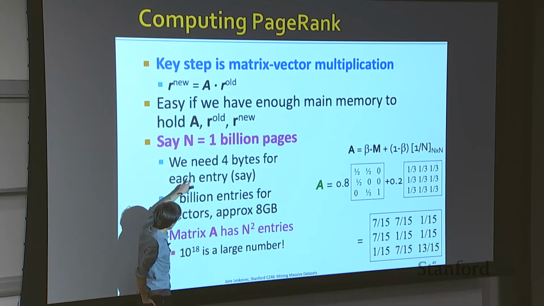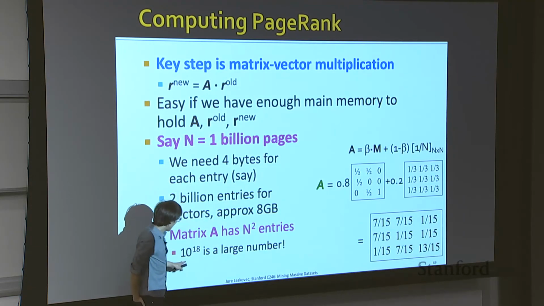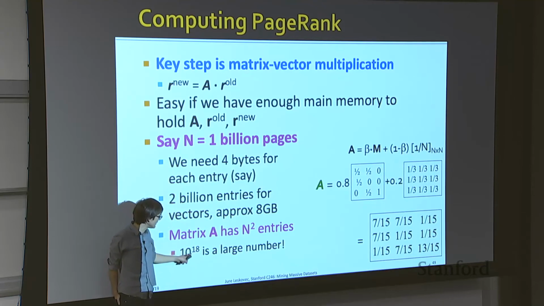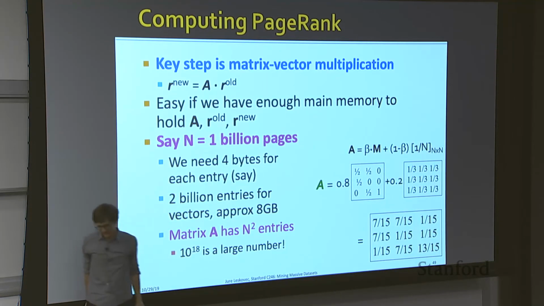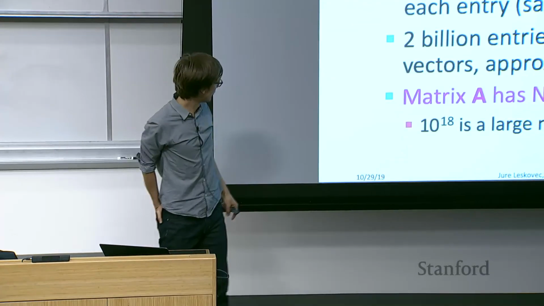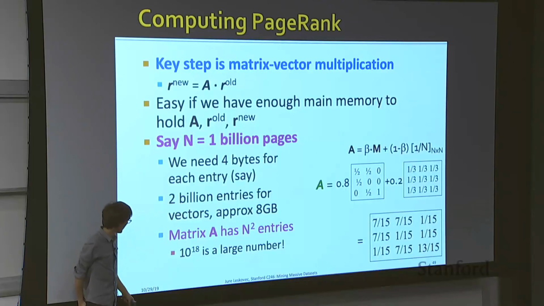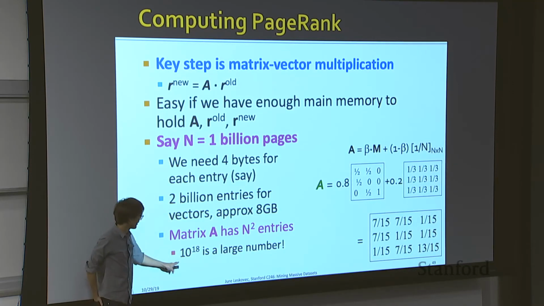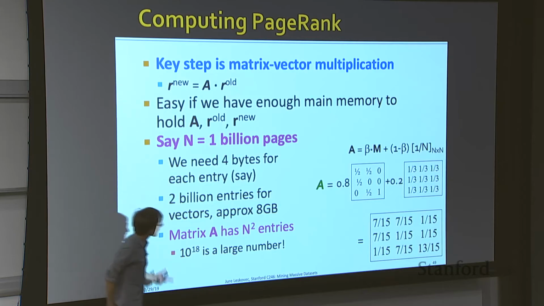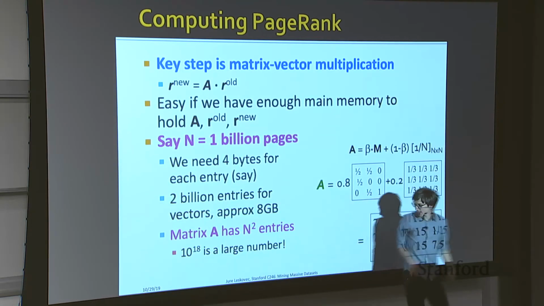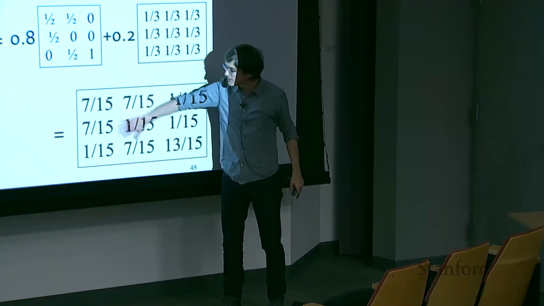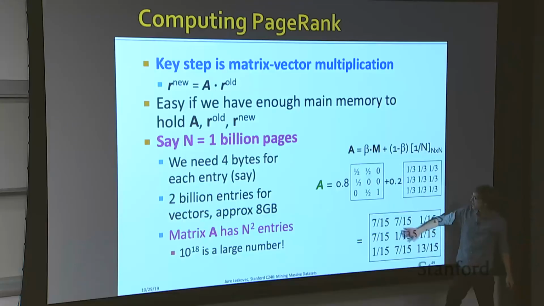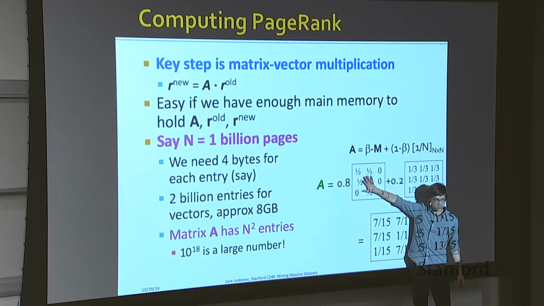And now to store the matrix A, I would need 10 to the 18 bytes of main memory. That's a lot. That's a billion billion. I don't even know what kind of gazillion this is, but I would need to do that. So I cannot do this. I cannot even materialize this matrix A. I can have the matrix M because it's sparse.